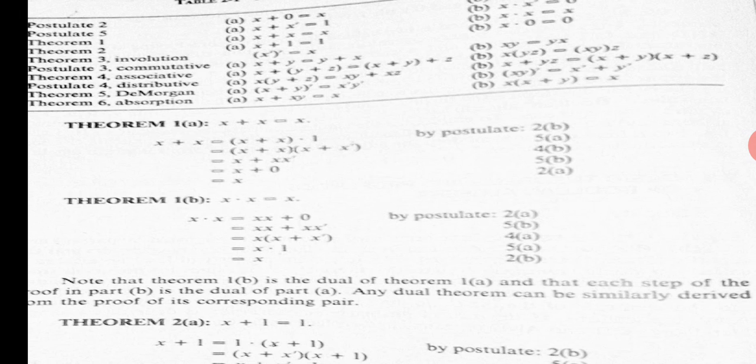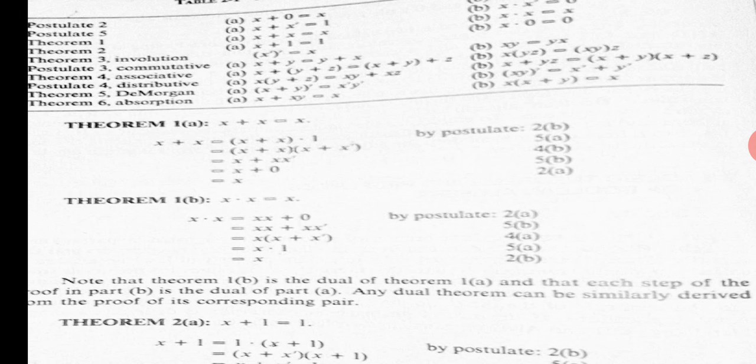So what they have gone for? Whenever you get 1, they applied postulate 5 in the place of 1. They got x plus x dash. So ultimately what you got? x plus x into x plus x dash. Fine. Now you go for the normal operation, x plus x dash. From where? 4b. So that is the reason why postulates are important.